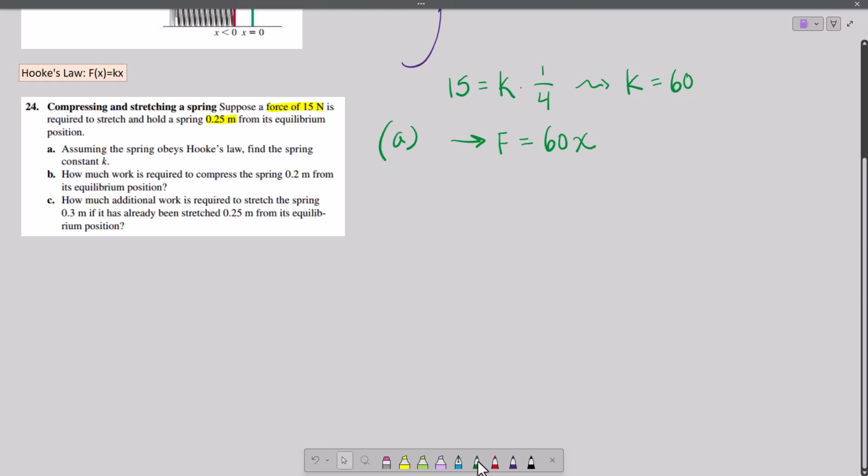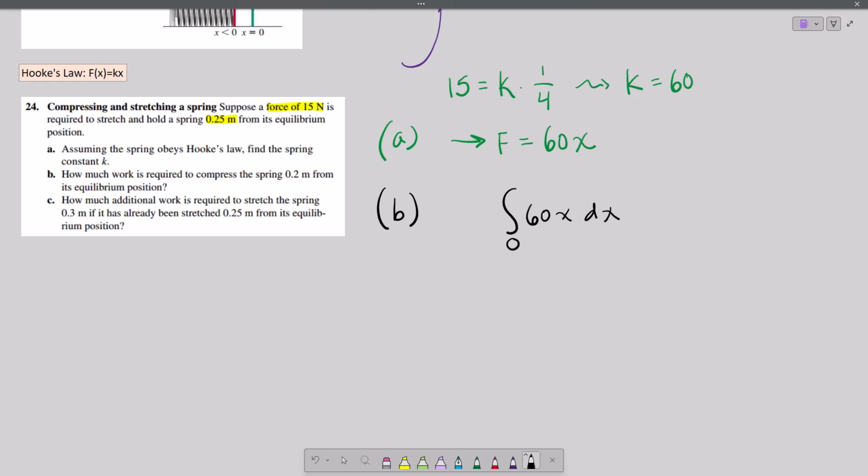B: how much work is required to compress the spring 0.2 meters from equilibrium? All right, so part B. We've got a variable force function, so we have to use an integral. We're going to integrate our variable force function.